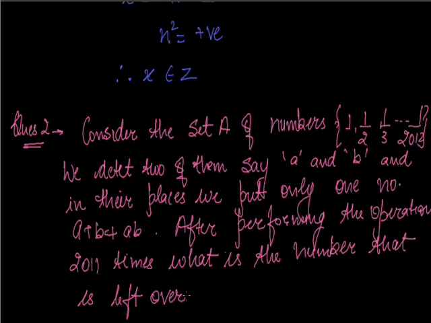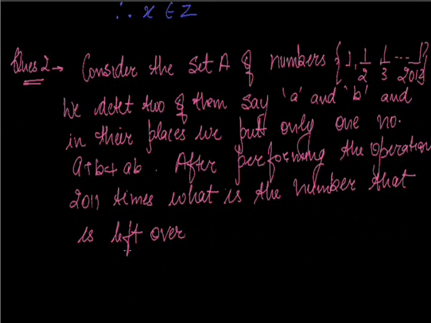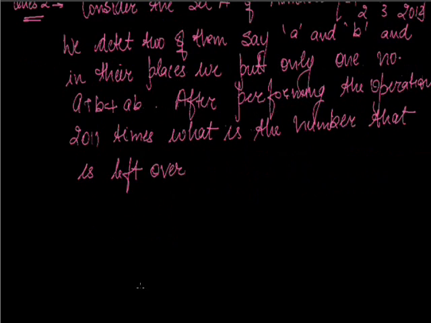Okay, so first we will discuss the question. It is given a set of numbers: 1, 1 by 2, 1 by 3, and so on. In this we have to delete any two numbers, say A and B, and in place of A and B we have to put one number only, that is A plus B plus AB. We have to perform this operation 2011 times, and find out what number is left over in the end.